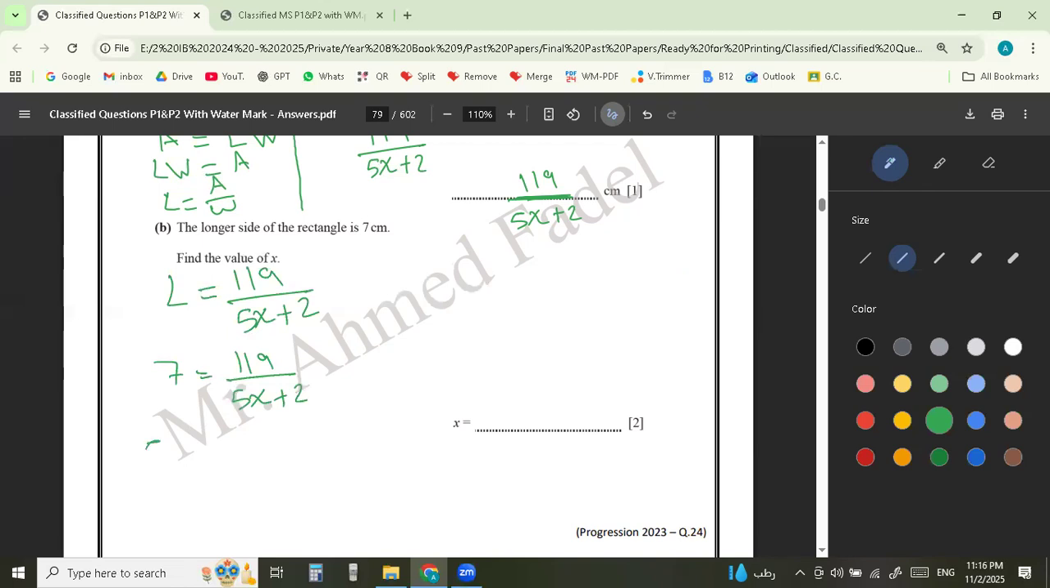So it's going to be 5x plus 2 equals 119 over 7. Then I have here 5x plus 2 equals, what is 119 divided by 7? Let's do it. You can do the long division. Long division is going to show you that it is 1, or short division, 1, and I got here 4 remaining, so it's going to be 17 exactly. So 5x equals 17 minus 2, 15. So x is 3. X is exactly 3.